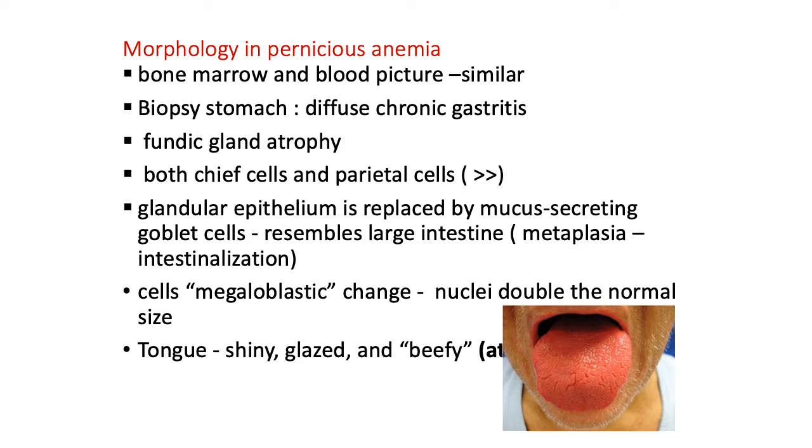Biopsy of the stomach shows diffuse chronic gastritis, and you can see fundic gland atrophy. You know that fundic parietal cells only secrete intrinsic factor, and that is the most important etiology here. Both the chief cells and the parietal cells are reduced. Glandular epithelium is replaced by mucus secreting goblet cells resembling large intestine, and this is called intestinal metaplasia or intestinalization. The cells appear larger in size, that is megaloblastic change, and the nucleus is double the normal size. The tongue of these patients would appear shiny, glazed and beefy.